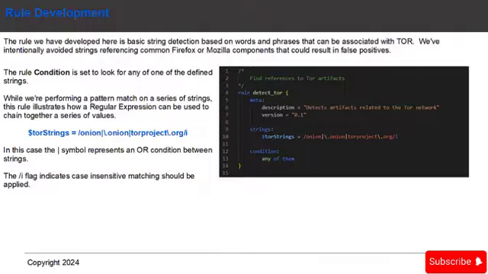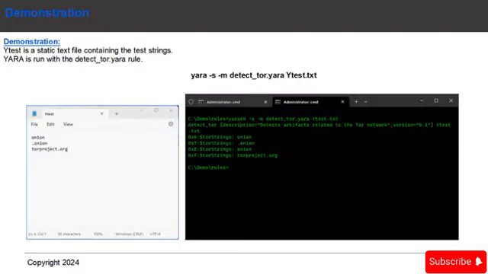The /I flag on a regular expression indicates that it should be matching with case insensitive. And when we go to the lab, we can construct a static file containing those strings, execute our Yara rule against it, and then see those matches get returned as output from Yara.